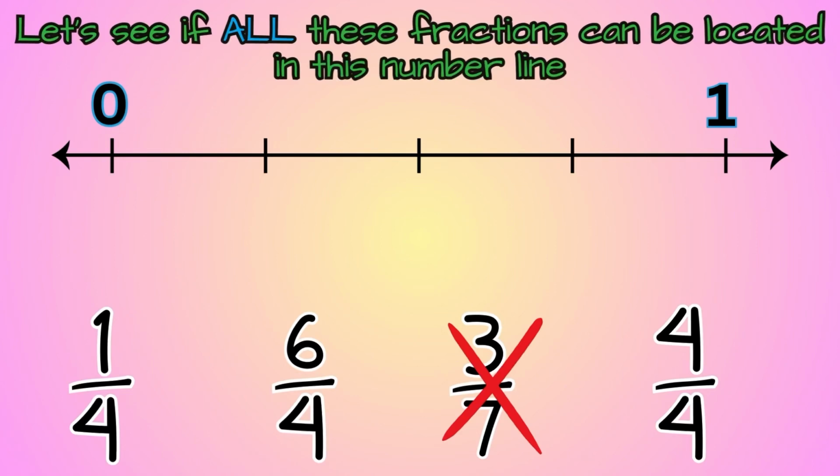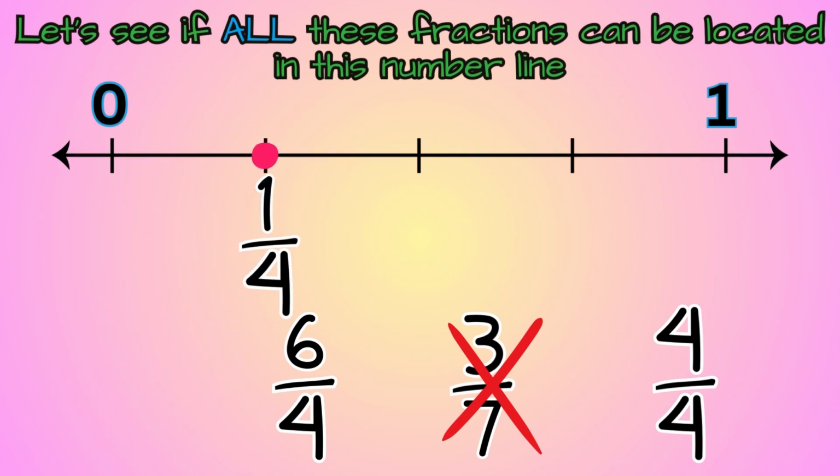Okay, let's see the other fraction, 1/4. My numerator tells me that I have to count only one space. Here is where I can put my 1/4 fraction. Very good. Let's see this fraction, 6/4. Let's see, where can we put 6/4? We're going to look at the numerator. It tells me that I have to count 6 equal spaces.